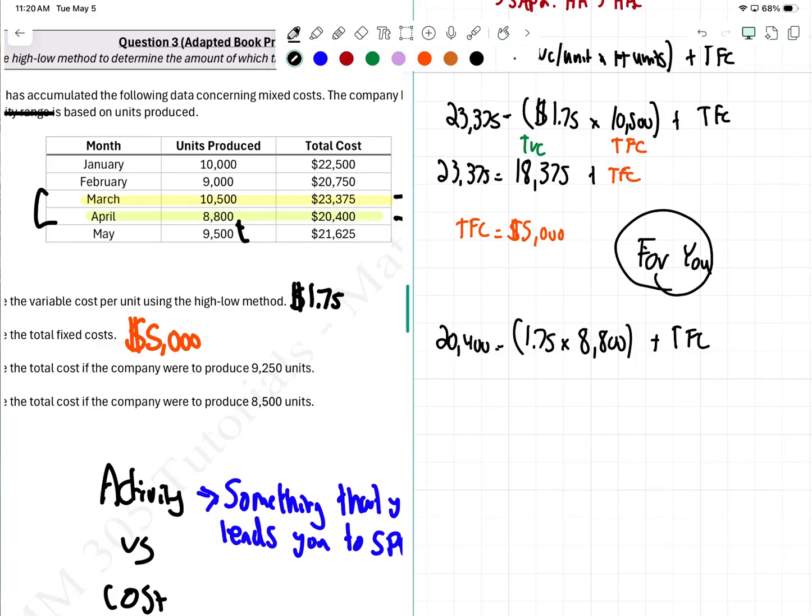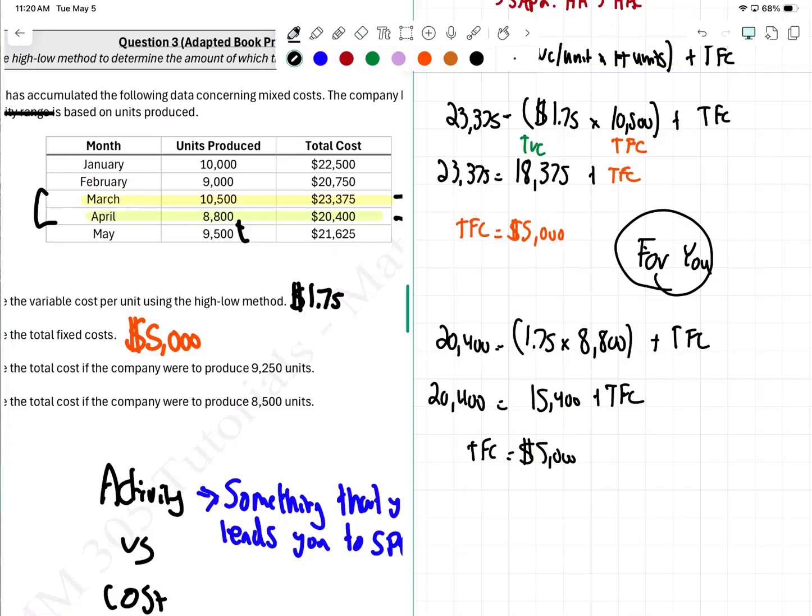And guys, I can actually do this for you right now just to prove to you it's the same. I'm going to do 8,800 times 1.75. That gives me 15,400. So 20,400 equals 15,400 plus TFC. And look at that, guys. Your total fixed cost is also 5,000.